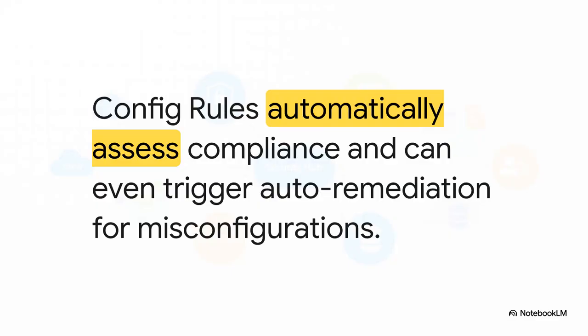But it goes beyond just tracking history. Config is also your governance engine. You can use config rules to constantly check if your resources are compliant with your policies, like, for example, making sure no S3 buckets are public. It can even trigger automated remediation to fix those misconfigurations on the spot.